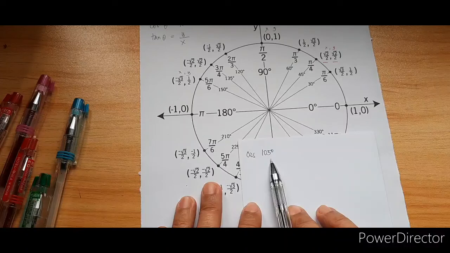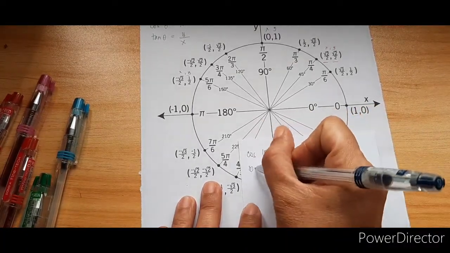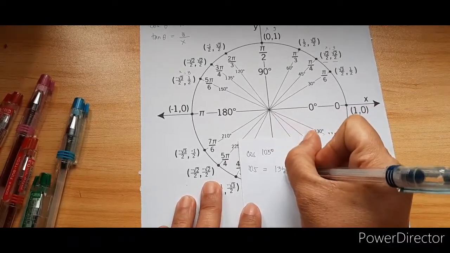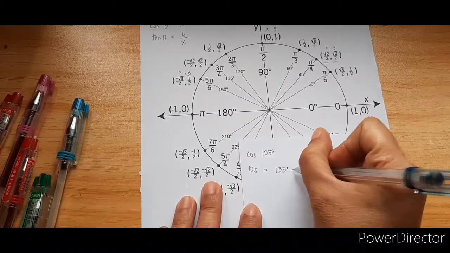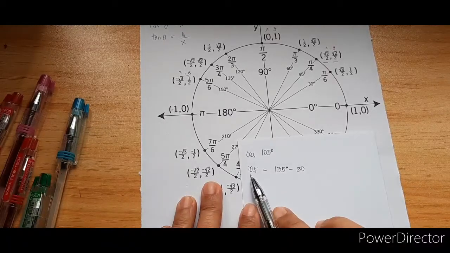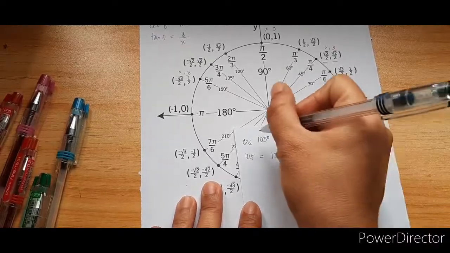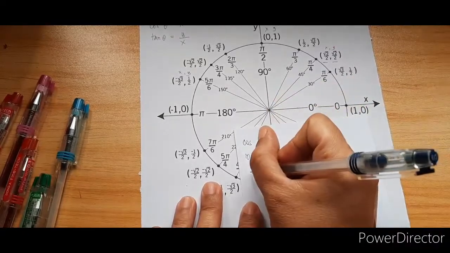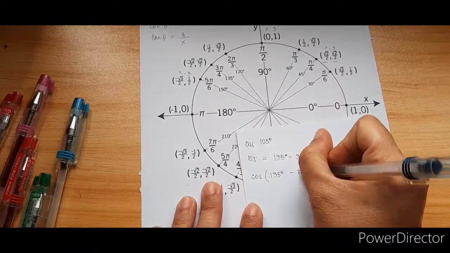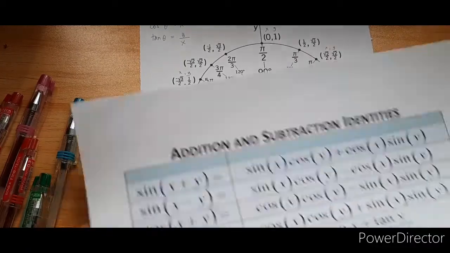Okay, so saan kaya yan? 105 is equal to 135 minus 30, isn't it? 135 minus 30 is equal to 105. Therefore, we can substitute 105 there as cosine of 135 degrees minus 30 degrees. So, dito na papasok yung ating addition and subtraction identities.